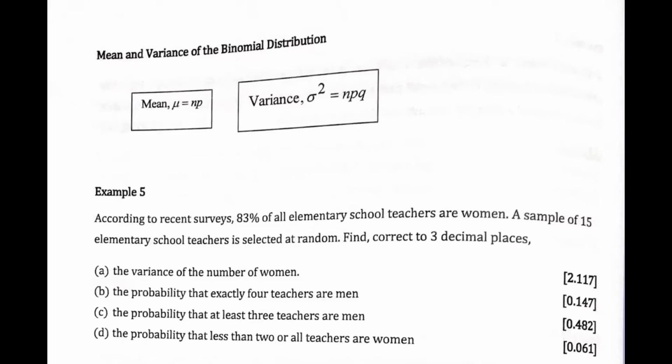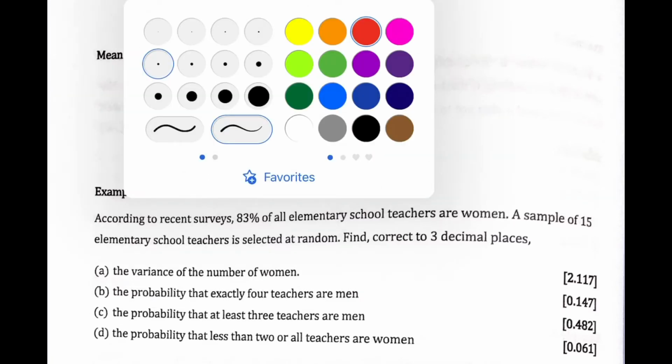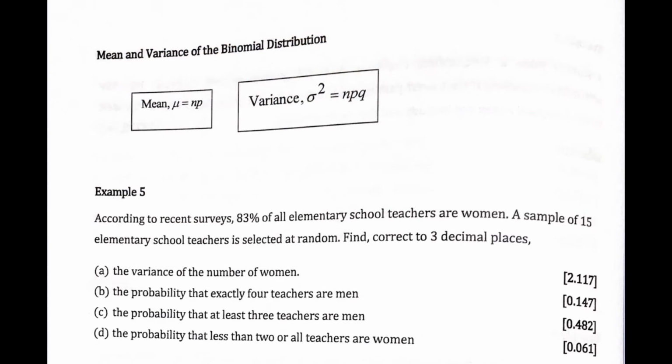Bismillahirrahmanirrahim. Alright, continue with the binomial subtopic, which is the mean and variance of the binomial distribution. If you can remember from last week's class, the parameters for the binomial, X follows binomial, will be n and p. N is the total number of trials or total number of objects that you have. P is the probability of the success event.